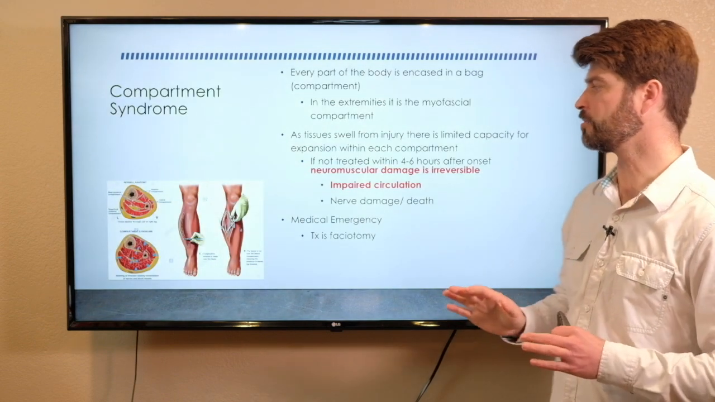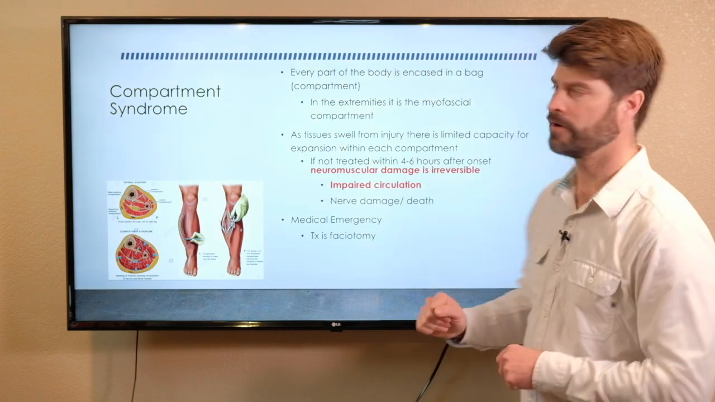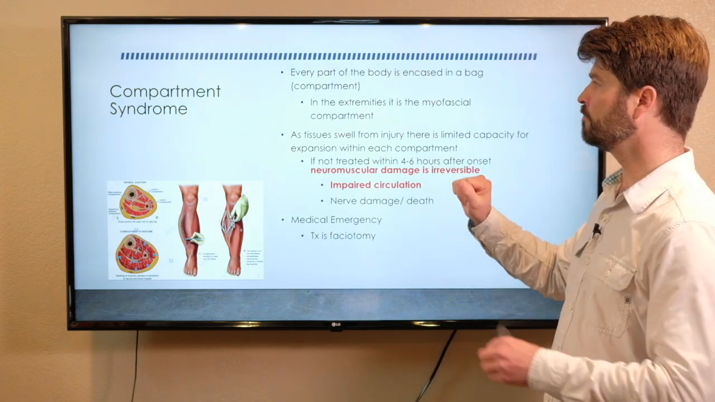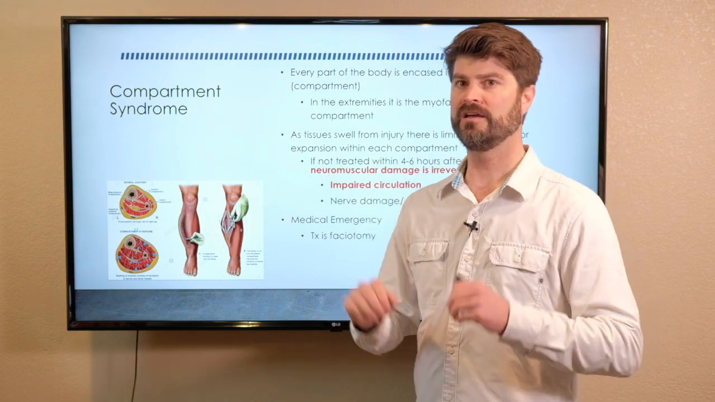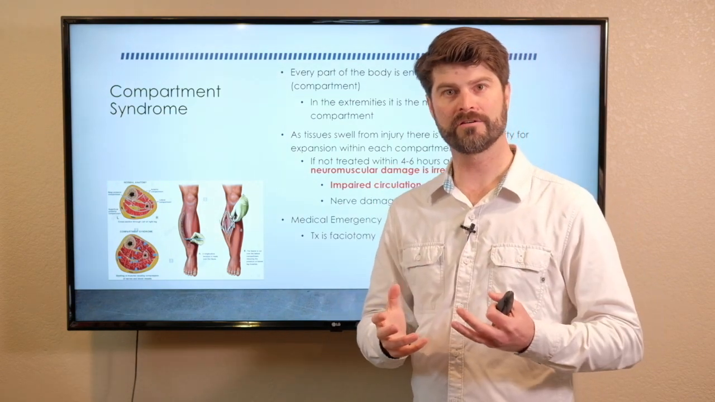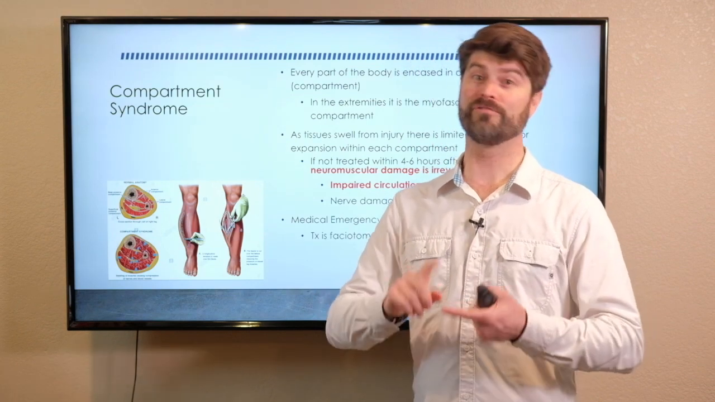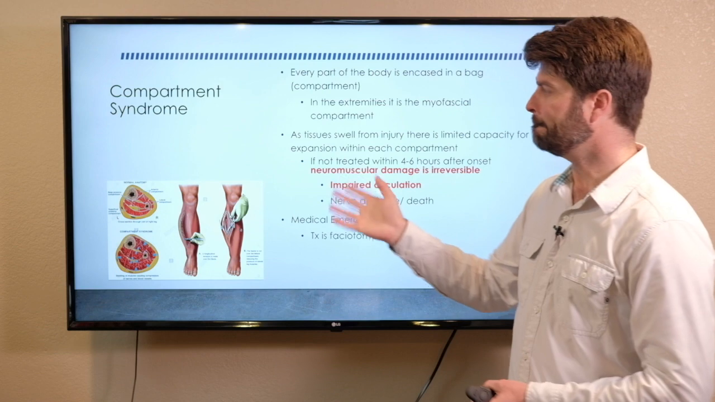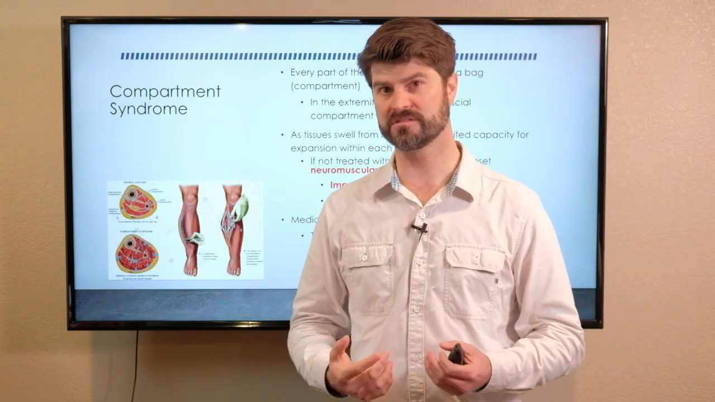So compartment syndrome. We've alluded to it a couple times. Let's get into it now. So compartment syndrome, first thing we have to remember from A&P, all the way back to A&P, is that the body likes to put things in a bag, right? Just like the lungs. We learned about the lung bag. We've learned about the heart bag now. Muscles are also in a bag, right? We call those bags compartments.